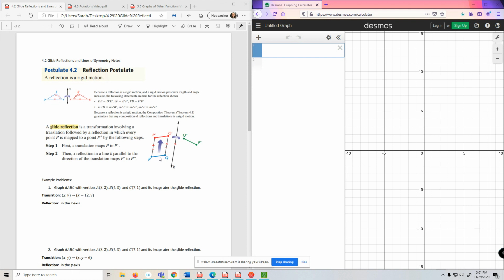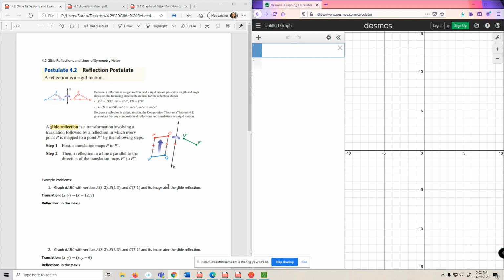We start with the blue segment PQ. It is translated up to the red segment P prime Q prime, and then reflected in line K to get our final image P double prime Q double prime. So everything has been mapped from one, the translation, to two, the reflection, to get our final image. Let's practice doing some glide reflections ourselves.